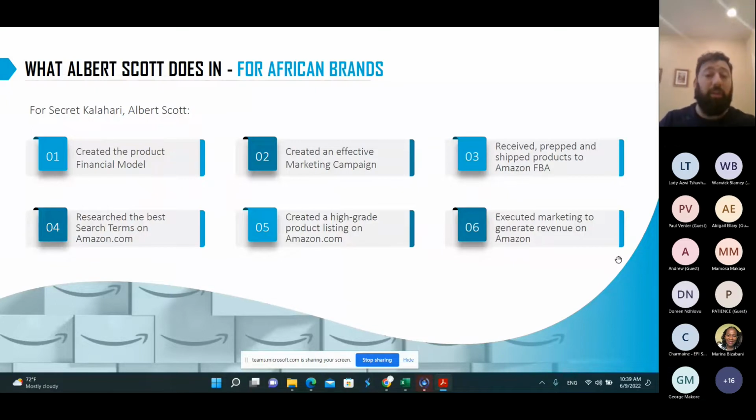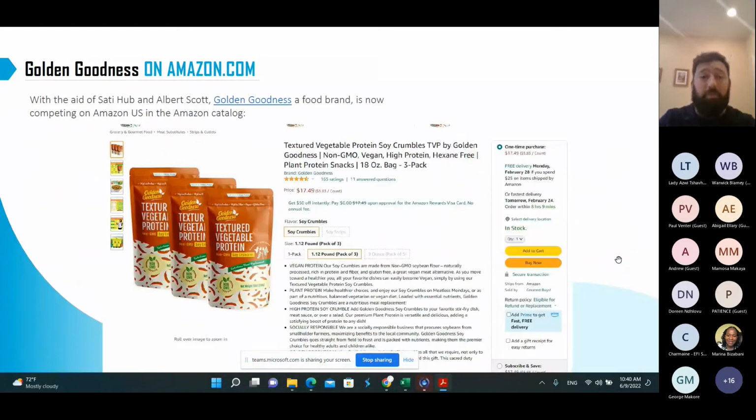And of course, then you have to create the high grade product page on Amazon. And once we create that high grade product page on Amazon, we must execute the marketing program to make sure that in fact products are found first as a sponsorship and then organically, even without sponsorship, on the platform.